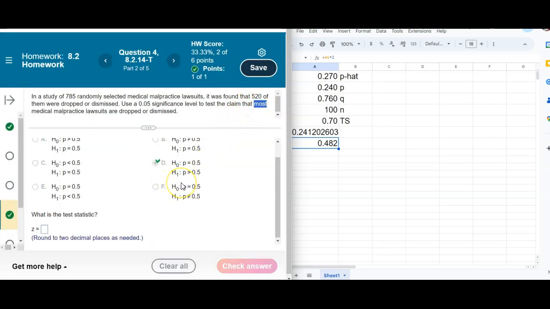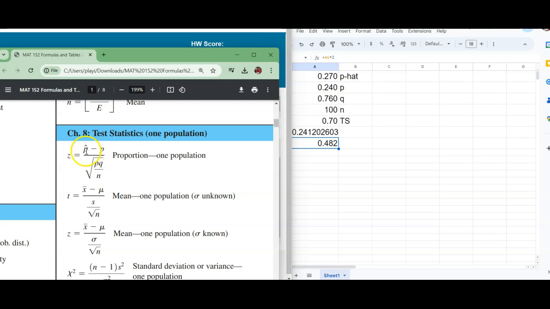Alright, and then the next is just the test statistic. So we're doing the test at that point. The test statistic is what we get from this formula: p hat, p, q, n. I've got them all labeled over here from the previous example. We're just going to do another example here with these values.